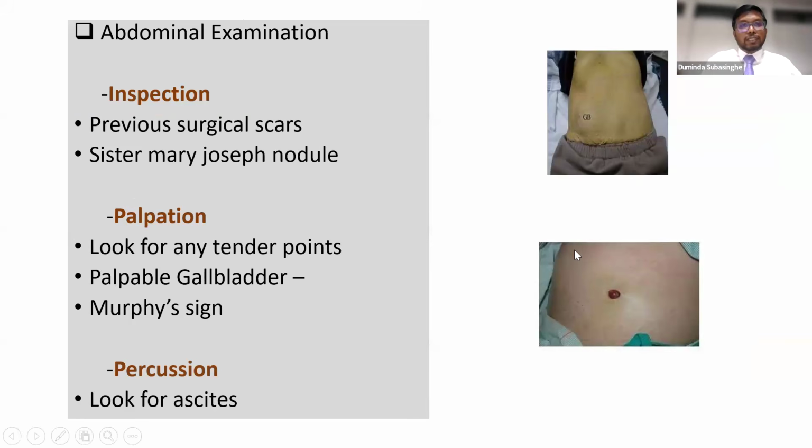Other thing is your abdominal. Give me a second. I think some of the links provided are not working. Give me a second. I want to share this link. Some of the medical students are also asking about that. So give me a second.